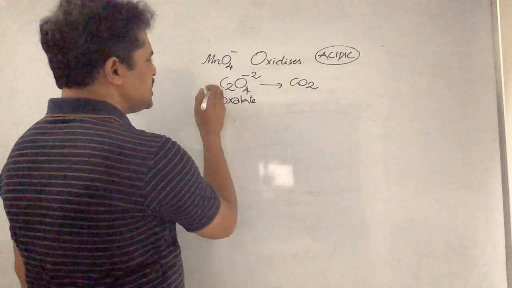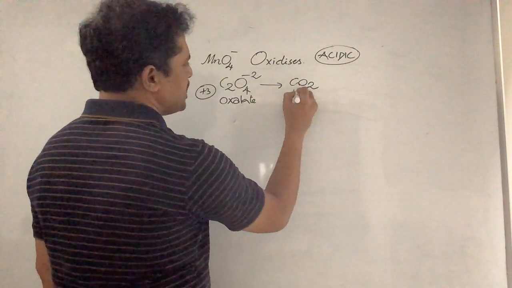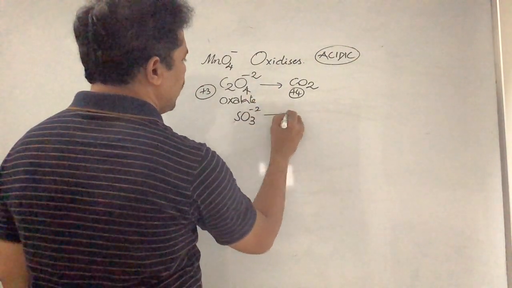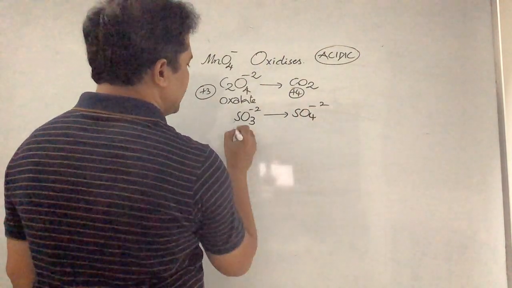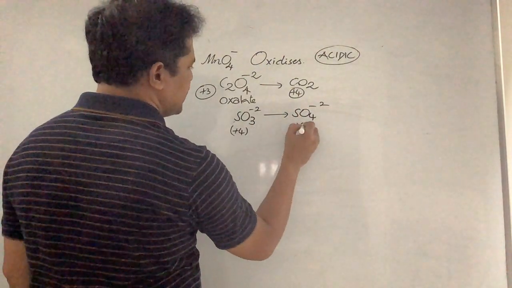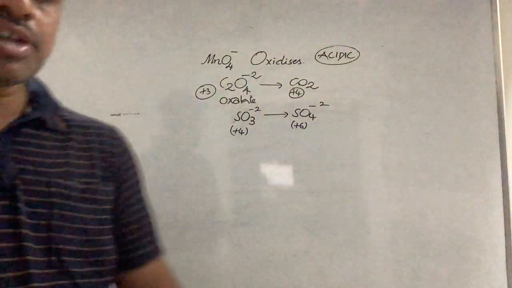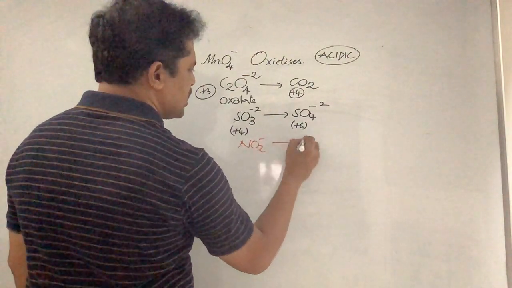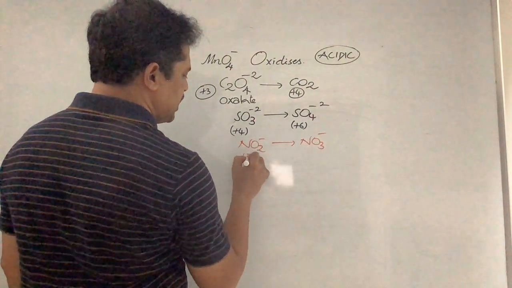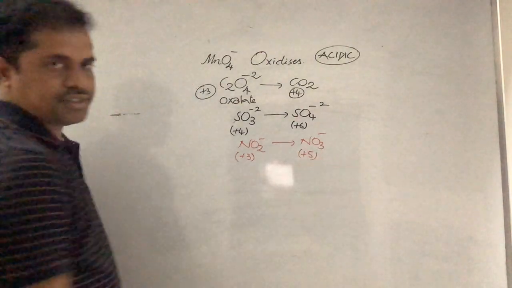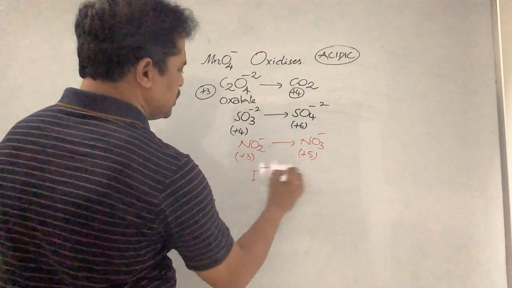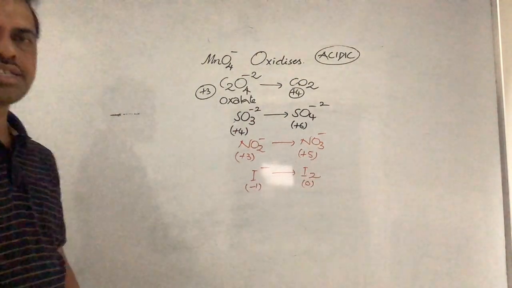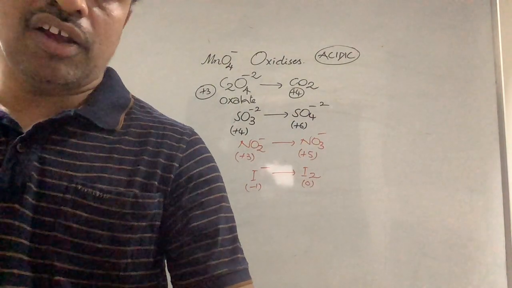How can you say? Oxidation state of carbon is here +3, here oxidation state is +4. So definitely it is oxidation. SO3 minus 2, sulfite, is oxidized to sulfate, SO4 minus 2. Sulfur oxidation state +4, sulfur oxidation state +6. Increase in oxidation number is oxidation. NO2 minus, nitrite, is oxidized to NO3 minus, oxidation state +3 to +5. Increase. I minus is oxidized to I2, oxidation number -1 to 0. Increase. Oxidation. Okay. So all these are the oxidation reactions.